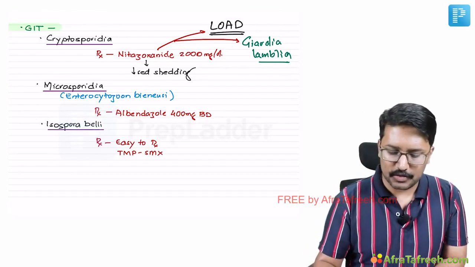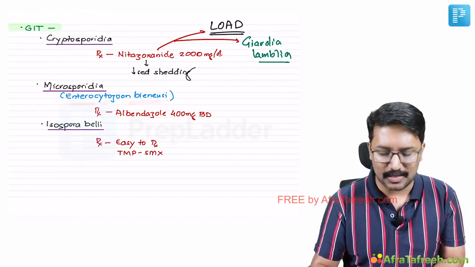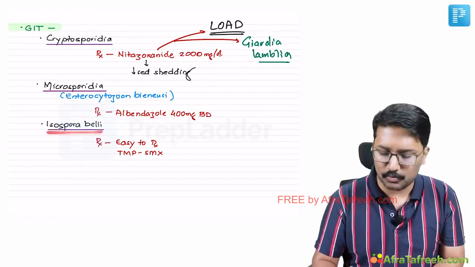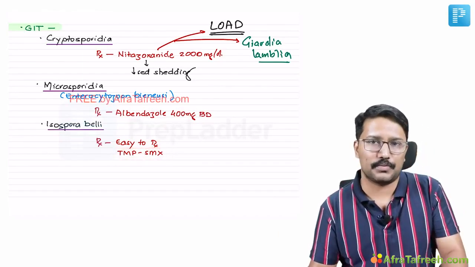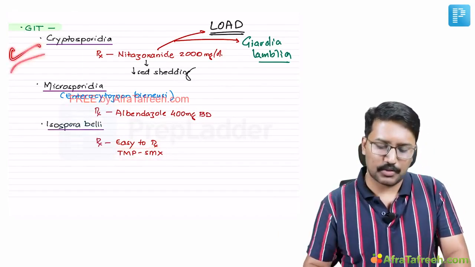Okay. The drug of choice for Enterocytozoon bieneusi infection is albendazole, and the drug of choice for Isospora belli infection is trimethoprim-sulfamethoxazole, or cotrimoxazole. Okay, this is about the opportunistic infections.